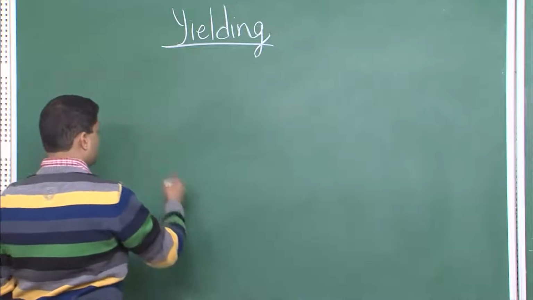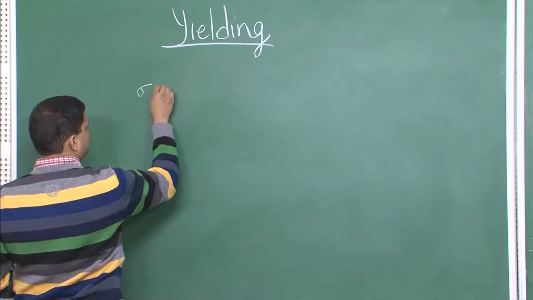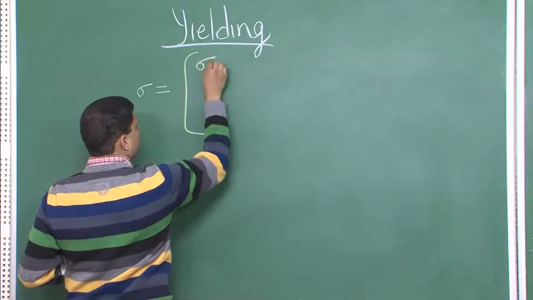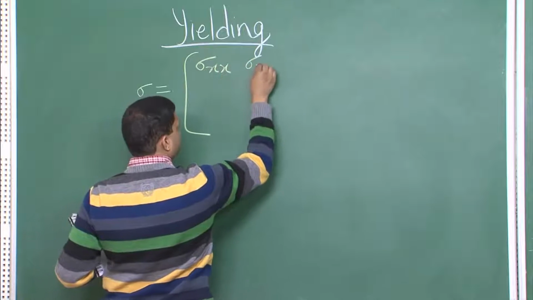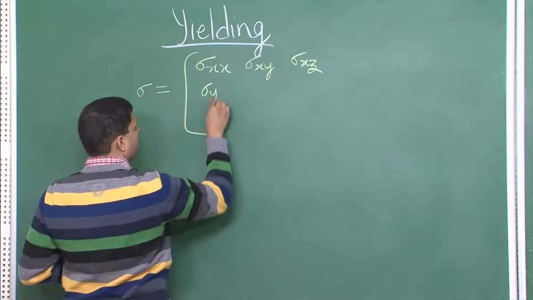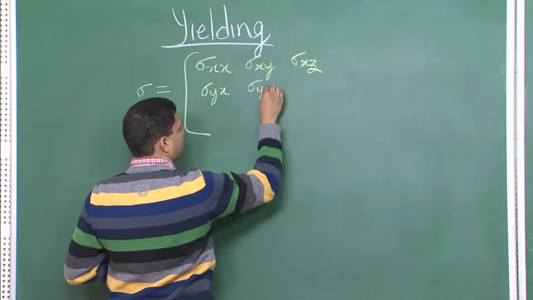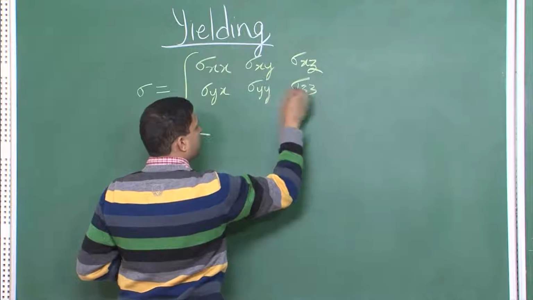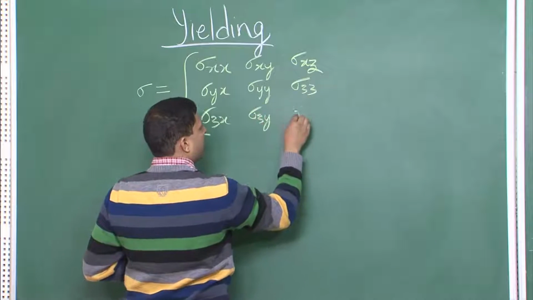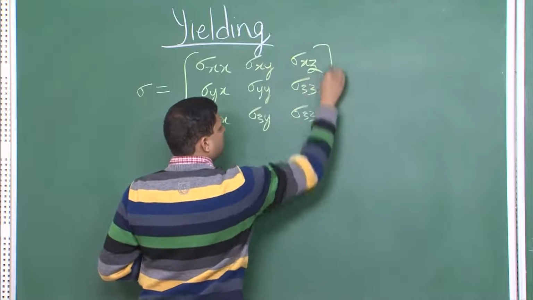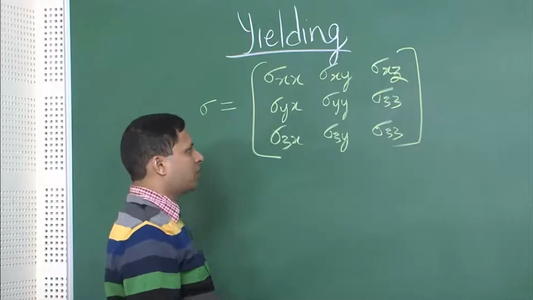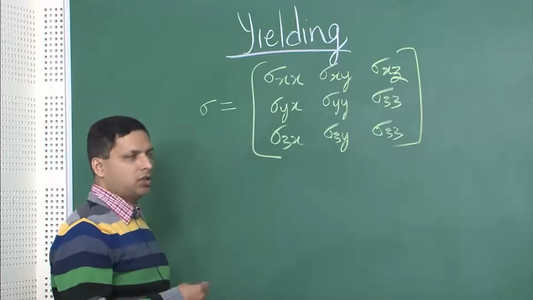Now, we know that stress we can write as a tensor quantity. So, it is sigma xx, sigma yx, sigma yy, sigma zz, sigma zx, sigma zy and sigma zz. So, this is the complete representation of the stress tensor.